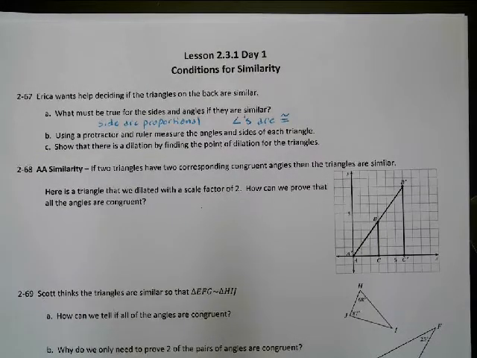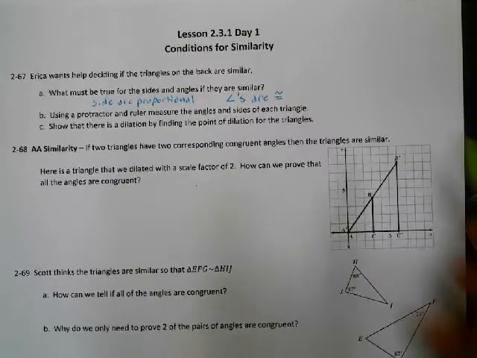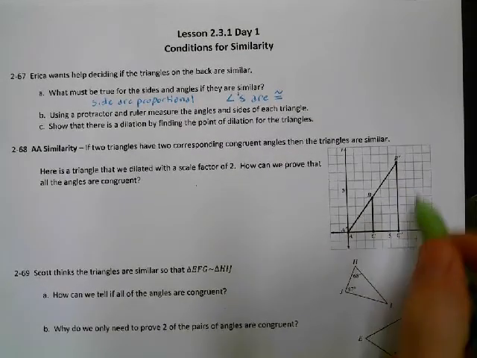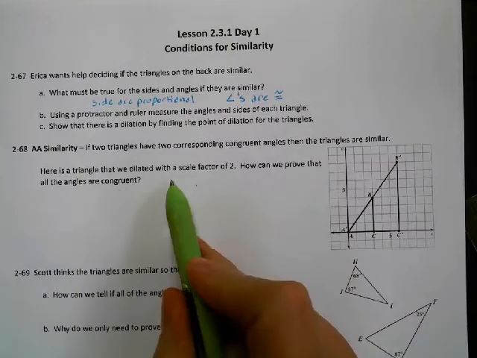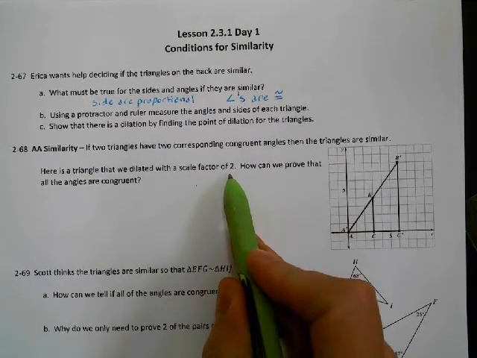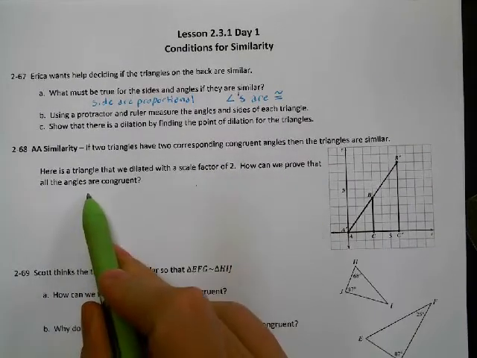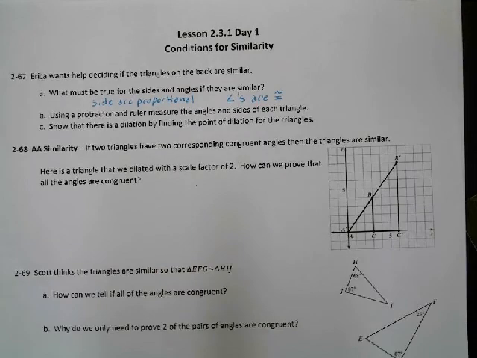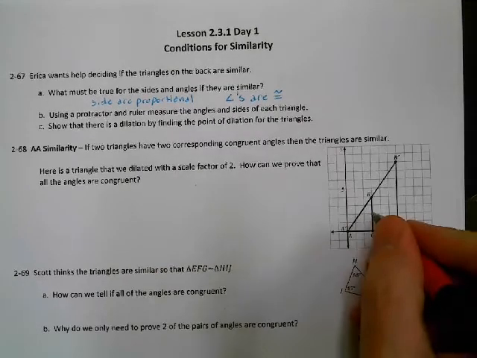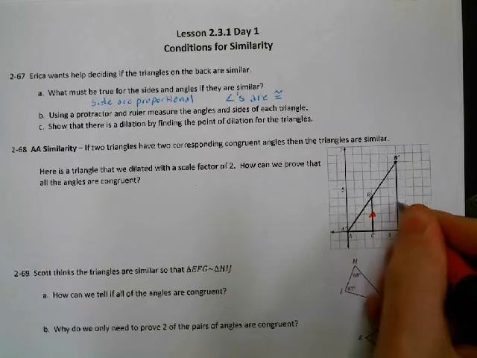In angle-angle similarity, if we can prove 2 of the angles are congruent, then those triangles have to be similar. So let's look at this one right here. I've got a triangle that's been dilated with a scale factor of 4. How can we prove that those angles are congruent? Well, here's how. I can tell that this line here is parallel to this line here. They're both vertical lines.